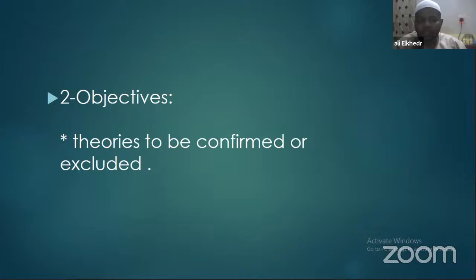Objectives of the research. Objectives are the theories to be confirmed or excluded. So you write under the title objective the theory that you need to confirm or exclude. For example, this study is created to confirm the relationship between factor X and disease X, or disease Y, or a relationship between drug X and certain side effects. This is written under the title objectives of the research.